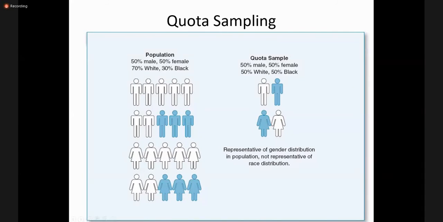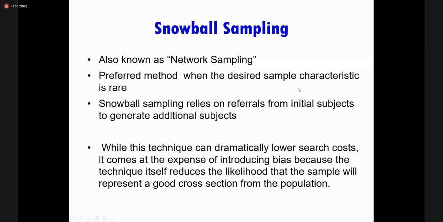So this is how the quota sampling works. This is again a non-probability sampling because you are choosing people by your own criteria for the quota, and not everyone will have an equal chance to become part of your sample, because you have just limited the quota for white, male, female, and black. So you are just depriving a huge proportion from the chance.